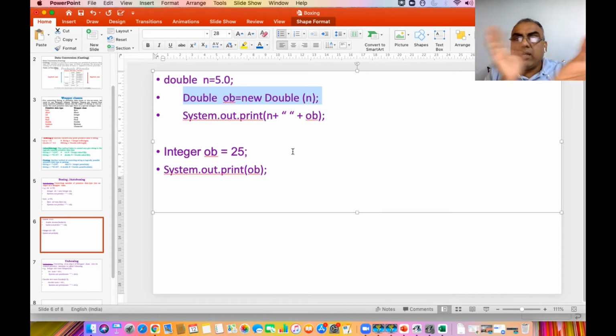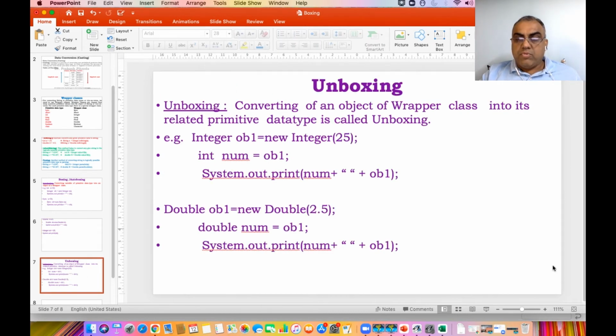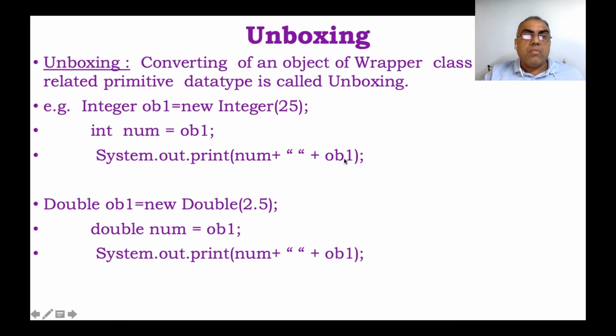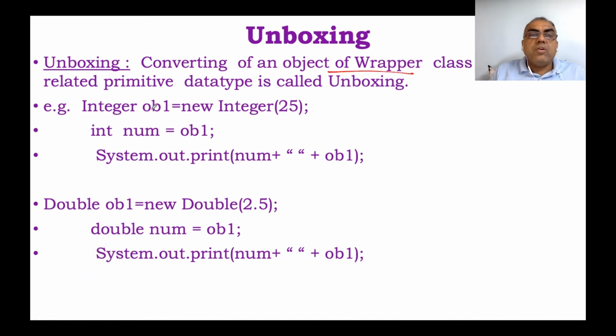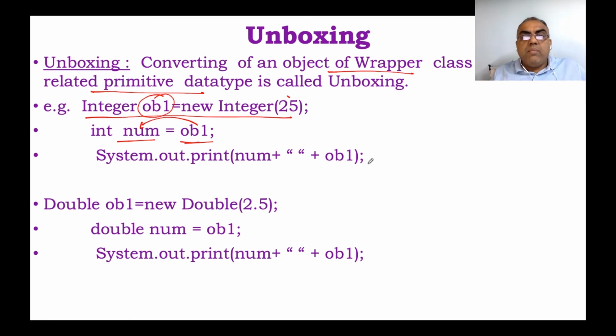And unboxing is exactly the reverse. That is, I have an object and I want to convert it into your primitive type. So here you had boxing and now you have unboxing. It says converting an object of a wrapper class into its related primitive data type, we call this unboxing. So if I already have some value, 25, stored under OB1, I can straight say int num is equal to OB1 and the object value is passed on to an integer data type and both will give me 25 and 25. As in double also, I can take directly double num is equal to OB.